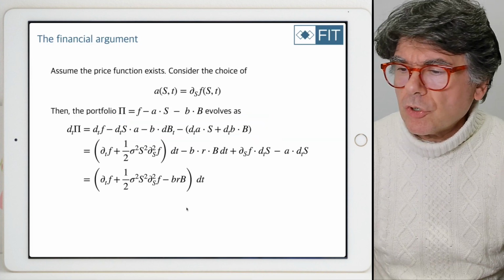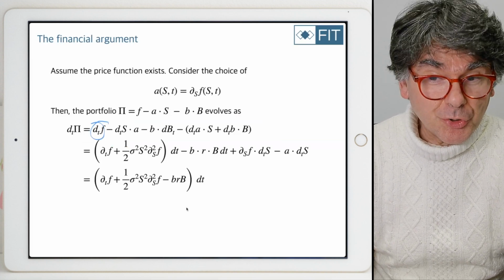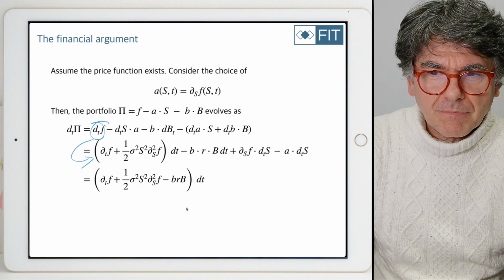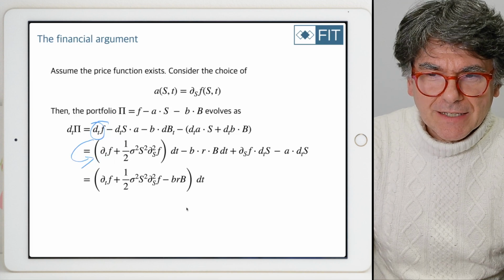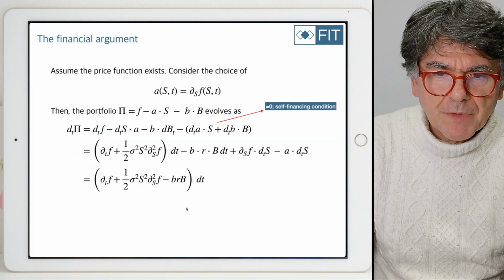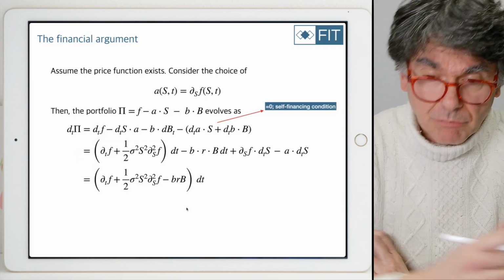Wait. No, I have not used Ito's lemma yet. That will be here. Of course, this is coming. No, you're right. It's coming, but it happens in the second line. Okay. Yes, you're right. But you know what? Maybe let me go a little bit more slowly. So that term is equal to 0. That's the self-financing condition. I already explained that.